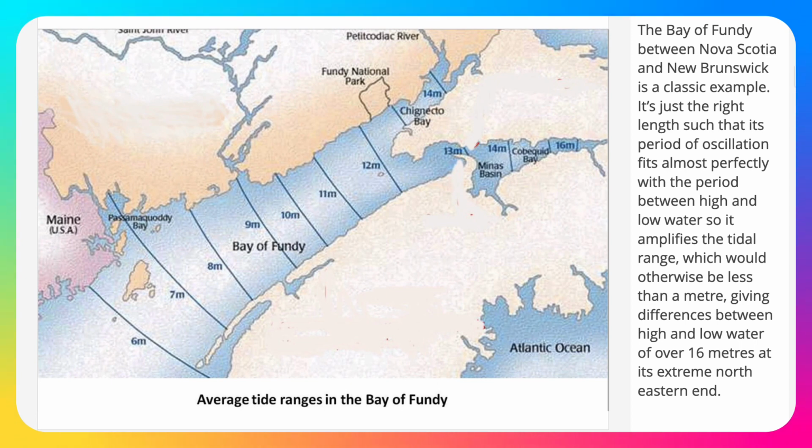The Bay of Fundy between Nova Scotia and New Brunswick is a classic example. It's just the right length such that its period of oscillation fits almost perfectly with the period between high and low water. So it amplifies the tidal range, which would otherwise be less than a metre, giving differences between high and low water of over 16 metres at its extreme northeastern end.